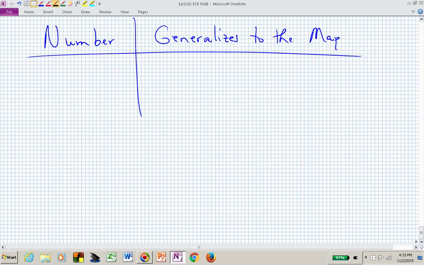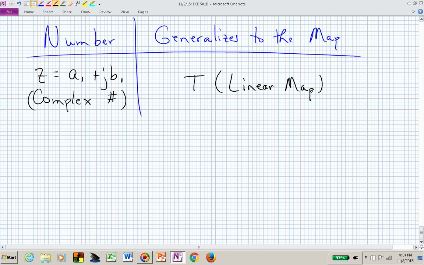What I'm trying to suggest then is that if we have a number z equal to, let's say, a1 plus jb1, a complex number, then we're just going to associate that with a linear map. So this is now T, a linear map.